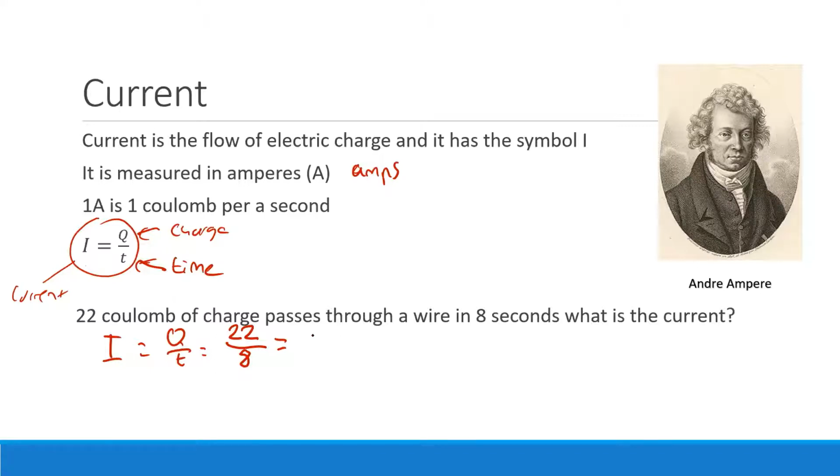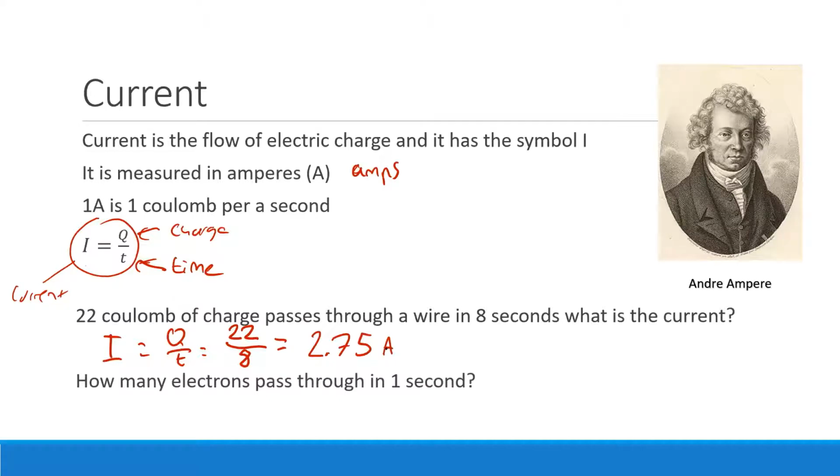So we've got 2.75, right? And because this is current, we're going to measure these in amps. 2.75 amps. We can just write A. We don't write lowercase a, we write capital A. 2.75 amps. Beautiful.